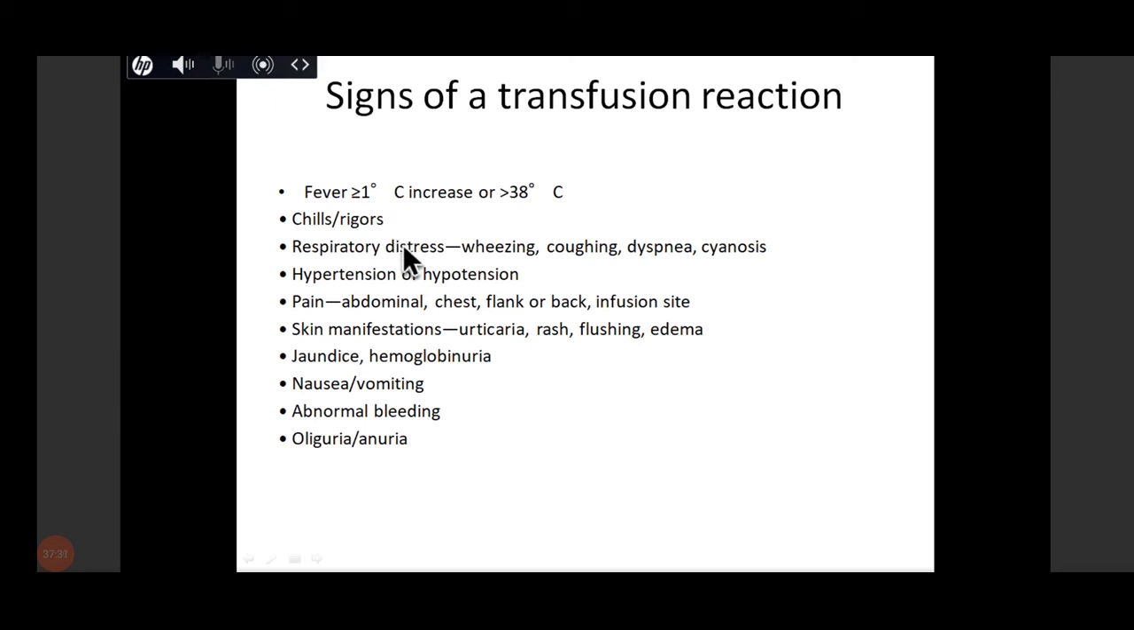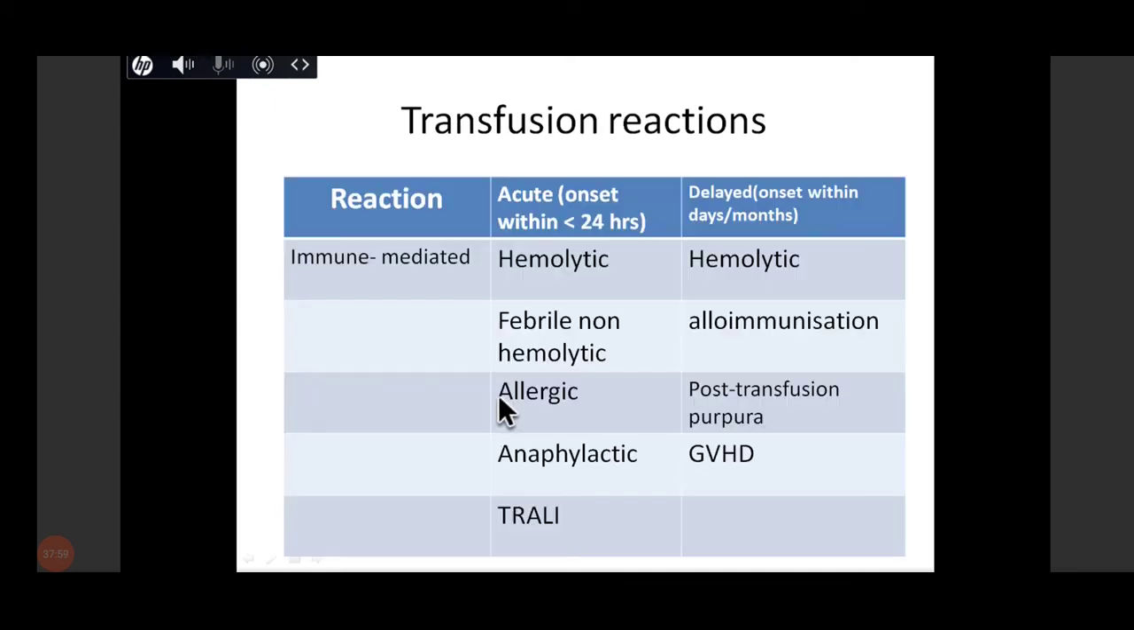Okay, at times they may come to you with respiratory distress. There can be hypertension or hypotension, and pain in the abdomen, mainly in the lower abdomen. It can be at the chest, flank, or back. The patient may complain of pain at the infusion site also. There can be urticaria, rash, flushing, or edema, jaundice. It can be many, but the most common are fever, chills, and rigor.